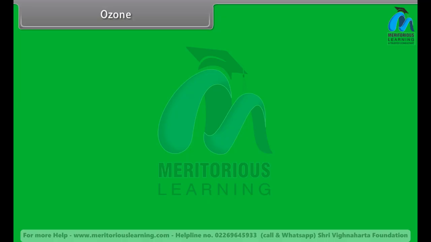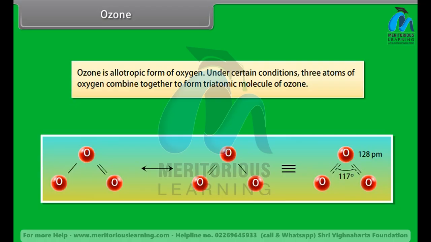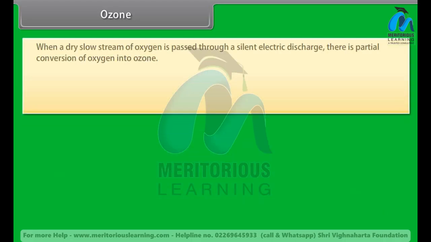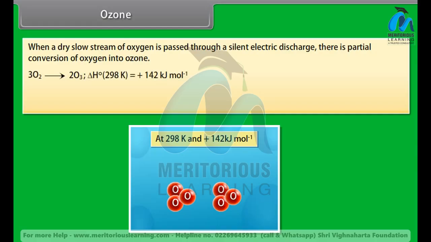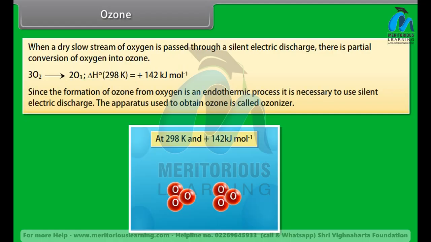Ozone. Ozone is an allotropic form of oxygen. Under certain conditions, 3 atoms of oxygen combine together to form triatomic molecule of ozone. When a dry, slow stream of oxygen is passed through a silent electric discharge, there is partial conversion of oxygen into ozone. Since the formation of ozone from oxygen is an endothermic process, it is necessary to use silent electric discharge. The apparatus used to obtain ozone is called ozonizer.